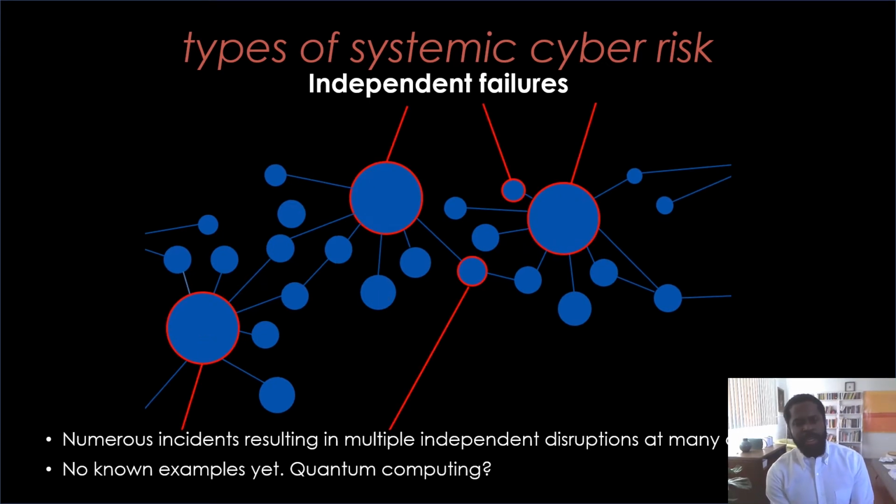Now, then there is a separate type of cyber risk, systemic cyber risk, being independent failures. This is more of a hypothetical, because it could be incidents that result from multiple independent disruptions at many organizations at the same time. And while we don't really have examples of this today, luckily, there could be cases in the future, such as from quantum computing, where there's widespread encryption breaking that could lead to this type of risk actually being realized.